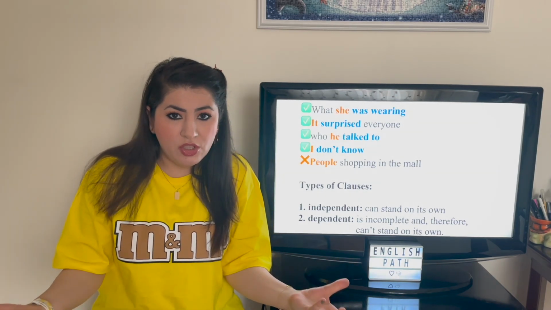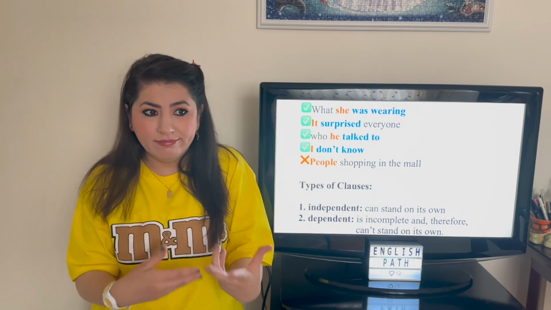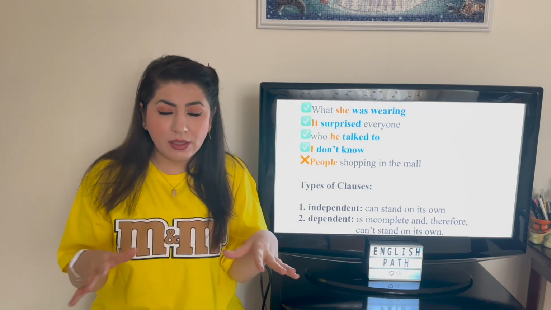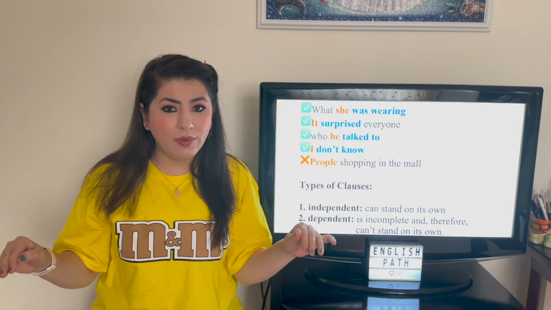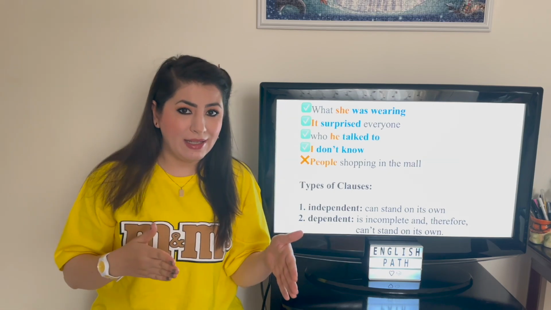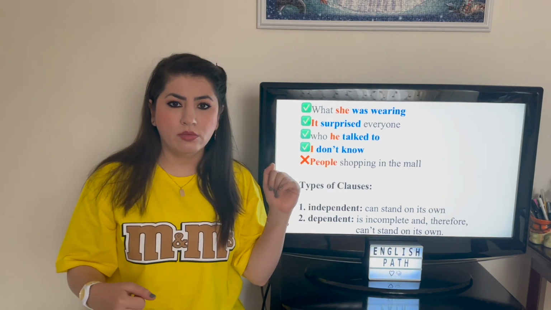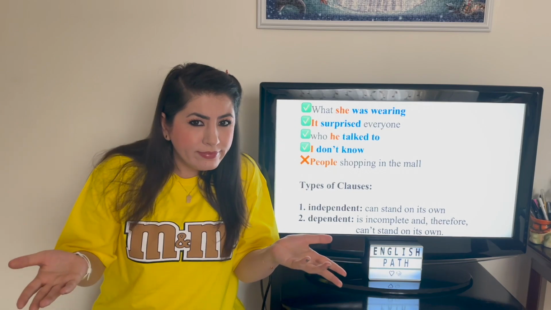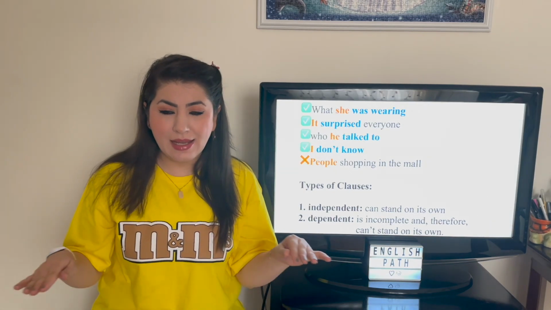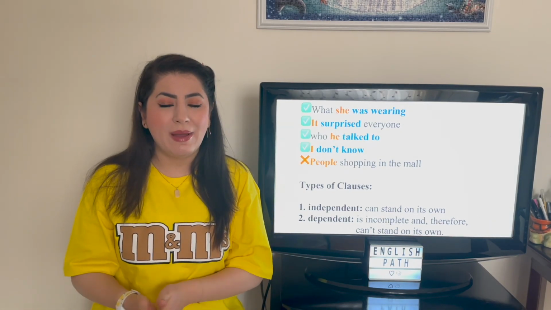Okay, how was what she was wearing? What she was wearing did what? It's incomplete. It can't stand alone. Therefore, it is a dependent clause. Who he talked to. It's incomplete, can't stand alone, and therefore is a dependent clause.